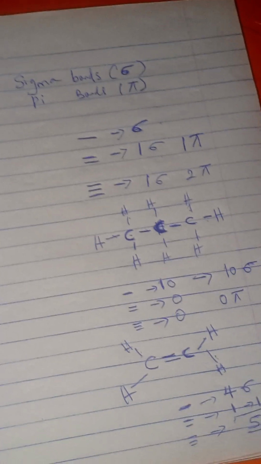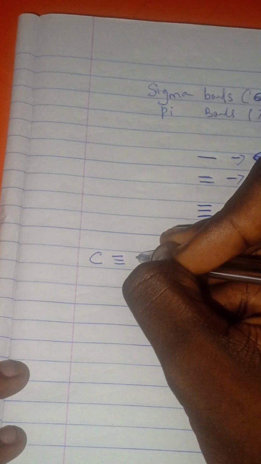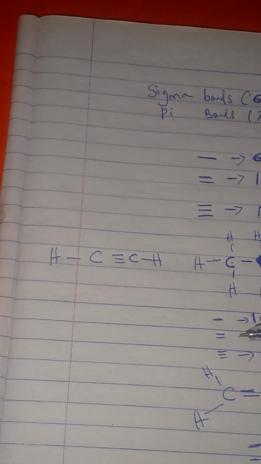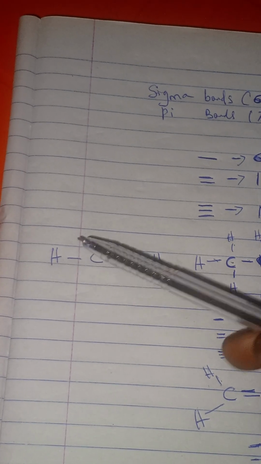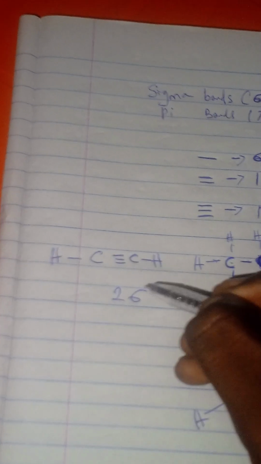So let's take the last one, for example, ethyne. Let's see ethyne, for example. Ethyne is a linear compound that has a triple bond present in it. So I want to see how many sigma bonds and pi bonds are present here. So now looking at this, how many single bonds are present? One, two, just two single bonds. By which means we have what? Two sigma. Then how many pi bonds?